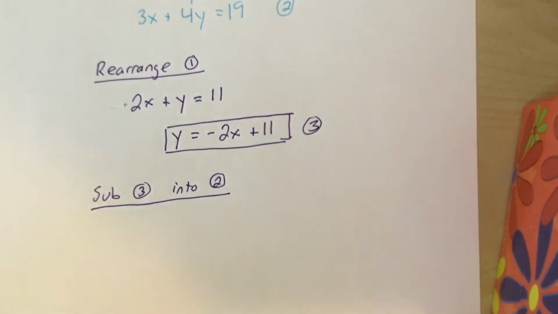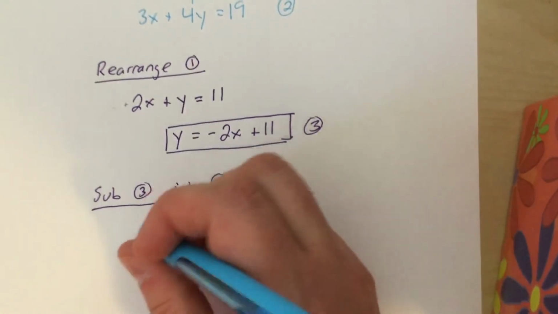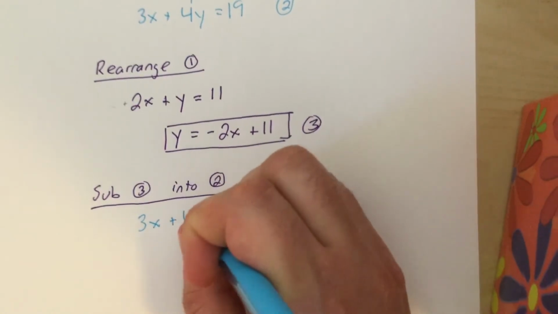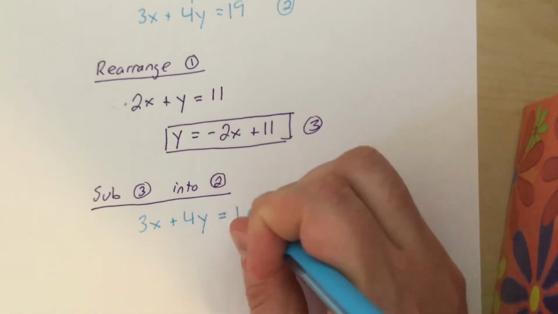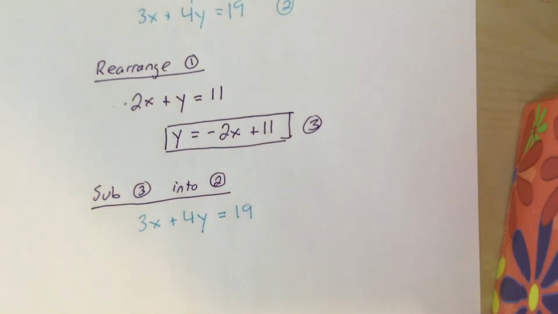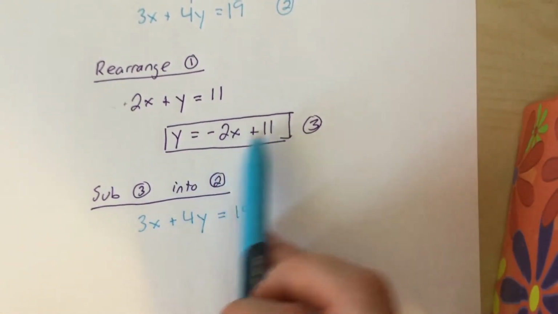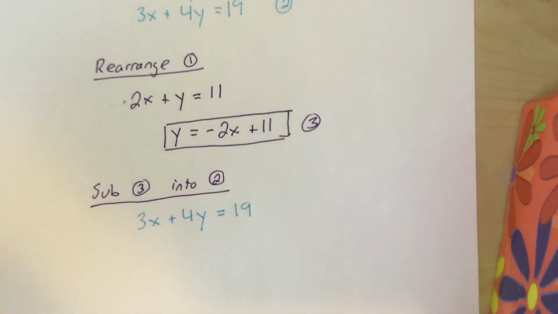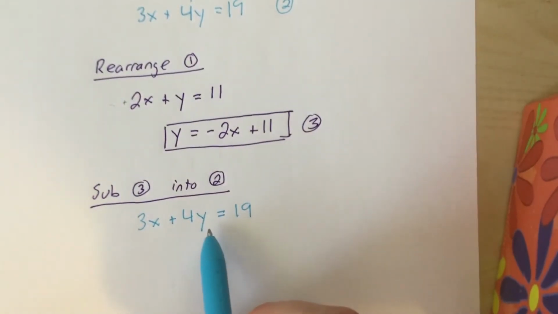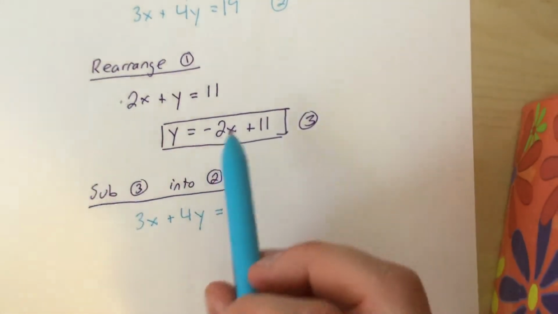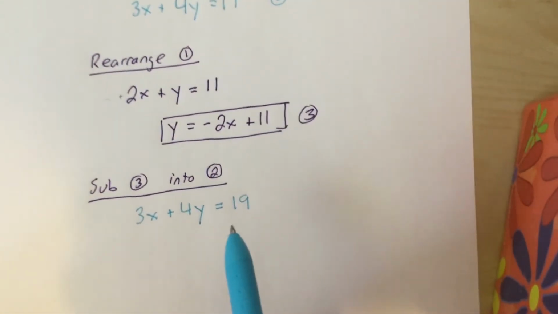It's not totally obvious. So I'm going to start off by rewriting equation 2. So 3x plus 4y equals 19. But what I know is y is the same as this. So y and negative 2x plus 11 are exactly the same. So wherever I see a y, instead of writing y, I'm going to write this, minus 2x plus 11.